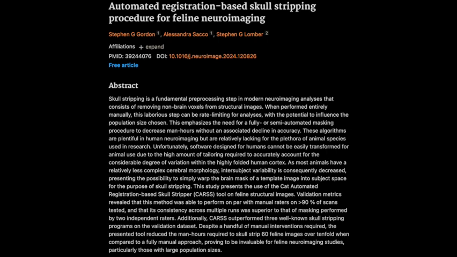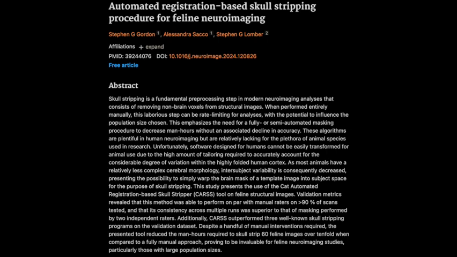Okay, so we've established that skull stripping is crucial for analyzing brain scans, and that CARS is stepping in to automate this process. But how does it actually work? What's the magic behind this tool? CARS, which stands for Cat Automated Registration-Based Skull Stripper, utilizes a really innovative approach. It involves a pre-made template of a cat brain. This template, along with the MRI images from the subject, is fed into a powerful software program called ANTs.